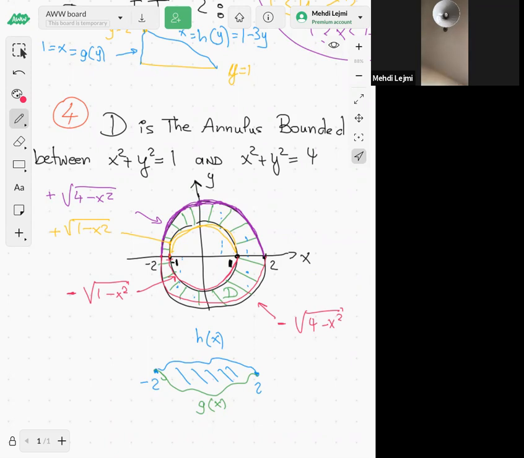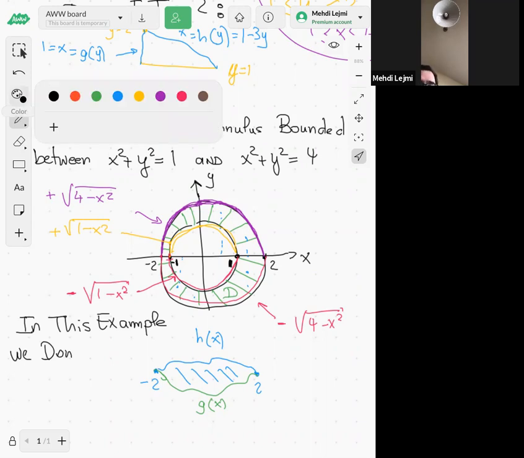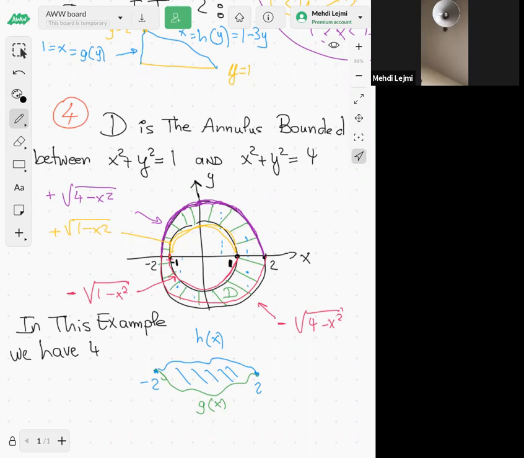So that's why, in this example, D is not an elementary region. In this case, we have more than 2, we have 4 different graphs of functions, right? Not just 2.